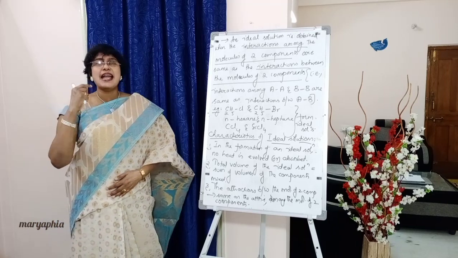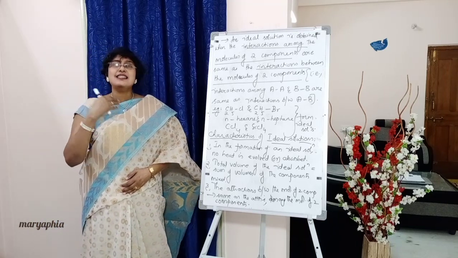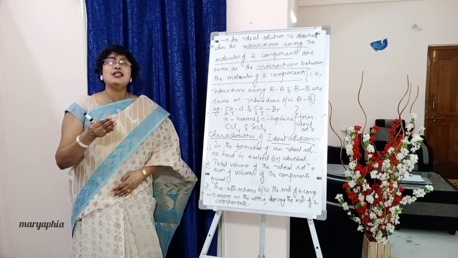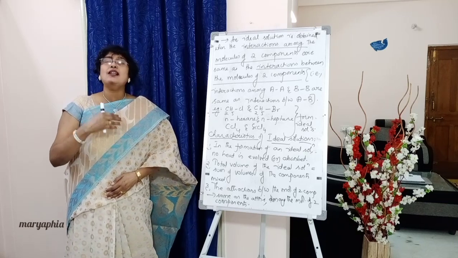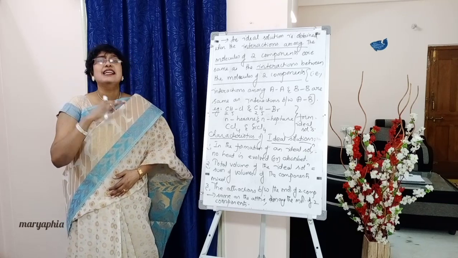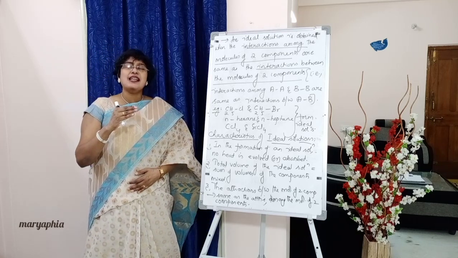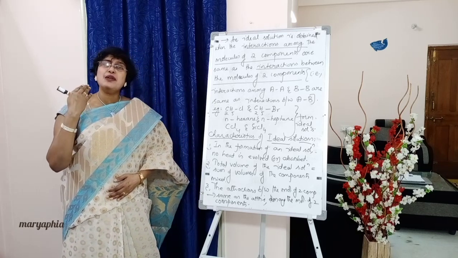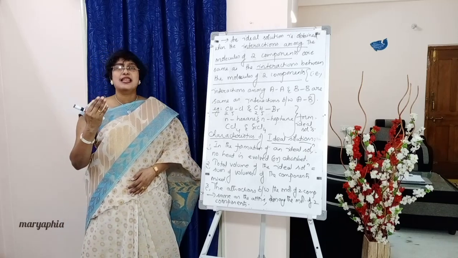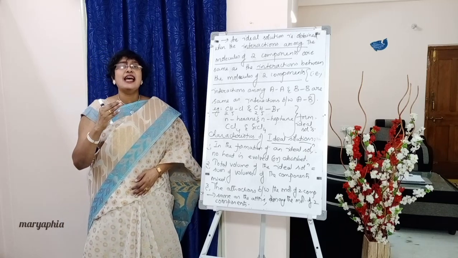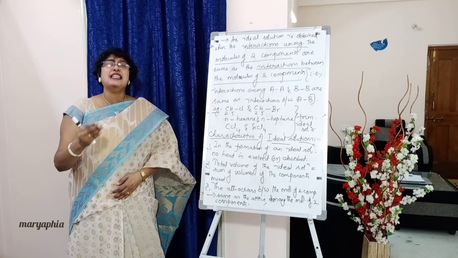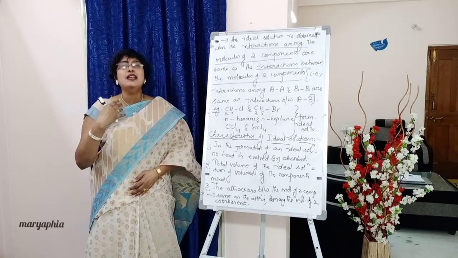So AA and BB interactions are exactly the same as the interactive forces between the molecules of the two components, that is AB interactions. Now you understood? So when AB interactions are the same as the attractive forces among AA and BB, then only we say that an ideal solution can be obtained.